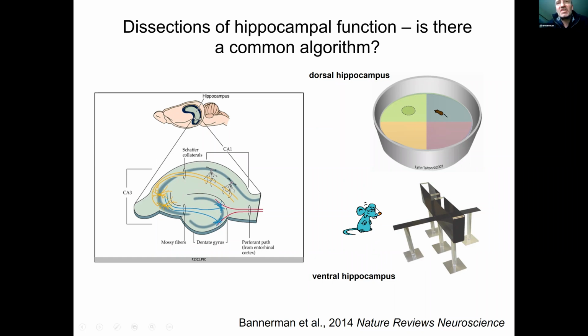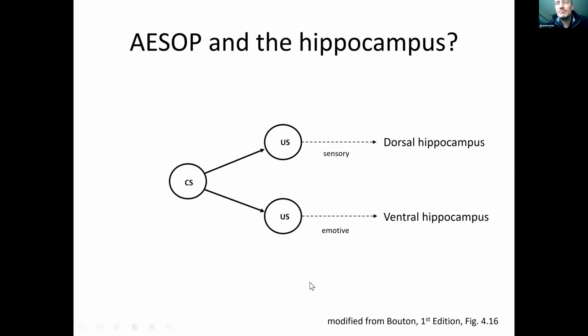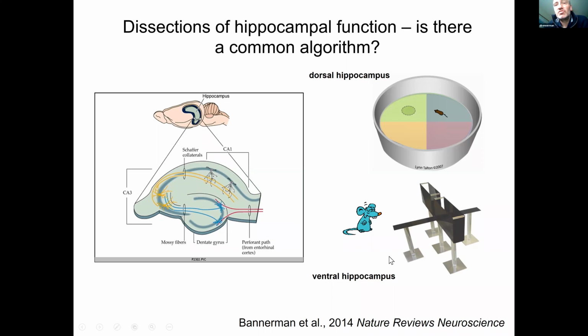And as I say, this is potentially consistent with the anatomy, whereby dorsal hippocampus is receiving highly processed sensory information. Ventral hippocampus is much more closely tied to areas involved in regulation of emotion, like the amygdala and the HPA axis. That said, it also seems likely that there will be some sort of common algorithm or function that's being performed by both the dorsal hippocampus and the ventral hippocampus across these different behavioral domains.